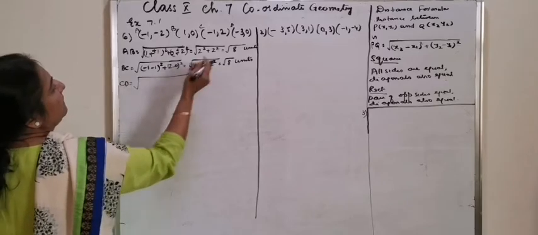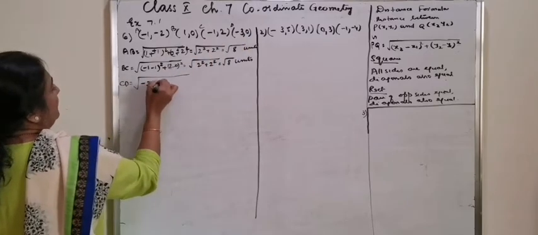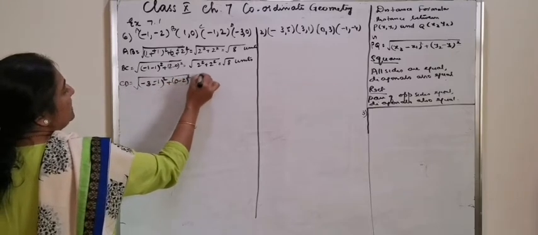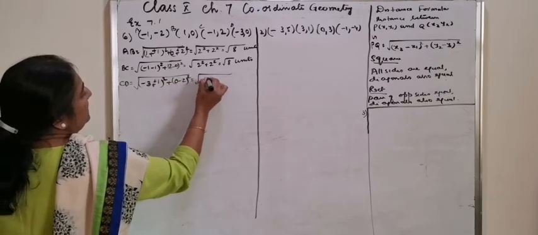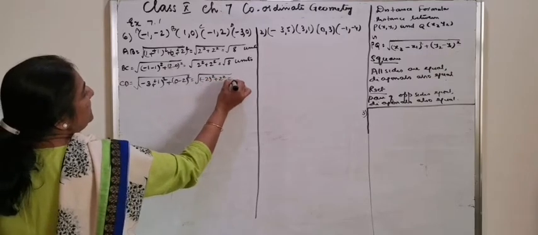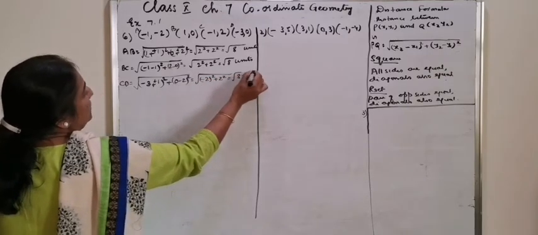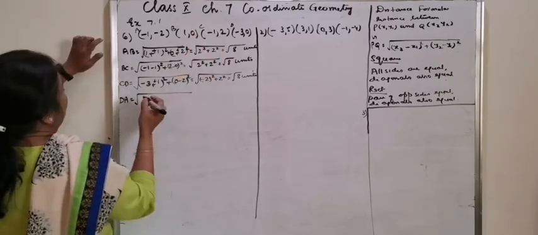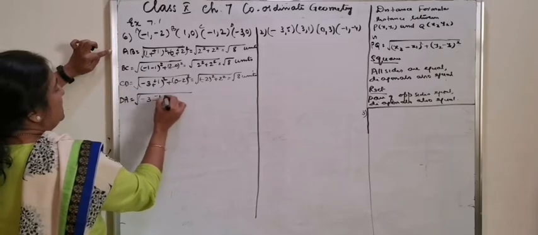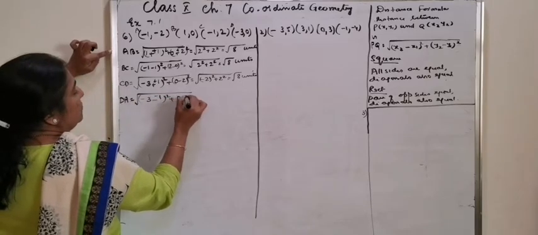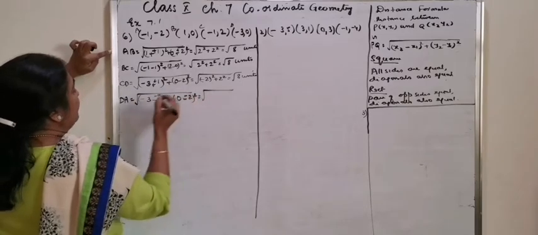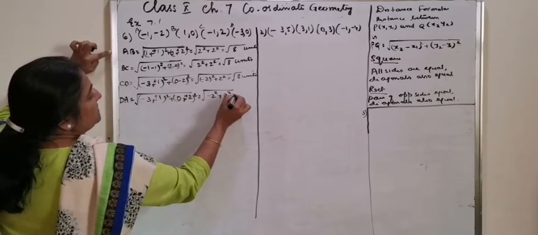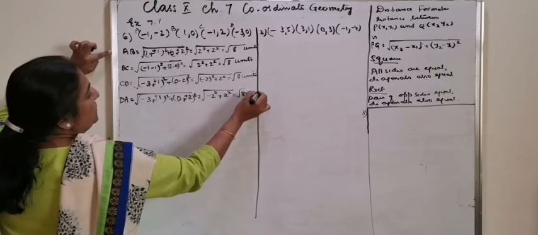CD, square root of (-1) the whole square plus (0 minus 2) the whole square, square root of -2 square plus 2 square, root 8 units. DA, square root of (-3 minus -1) the whole square plus (0 minus -2) the whole square, -2 square plus 2 square is root 8 units.